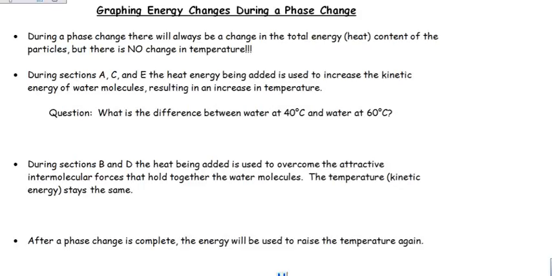In this video, we'll look at graphing energy changes during a phase change. Sounds pretty wild and crazy, huh? A long time ago, we used to do what was probably the world's most boring lab. We took ice cubes, put them in a beaker, put it on a hot plate, and we graphed the temperature change over time. Sounds pretty awesome, huh?